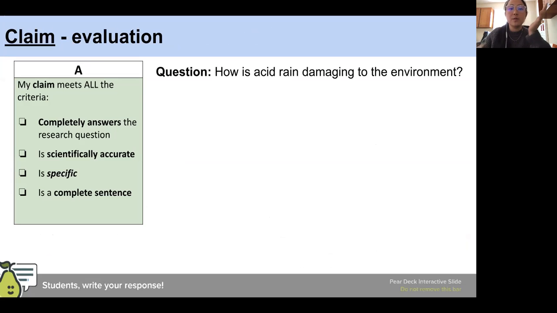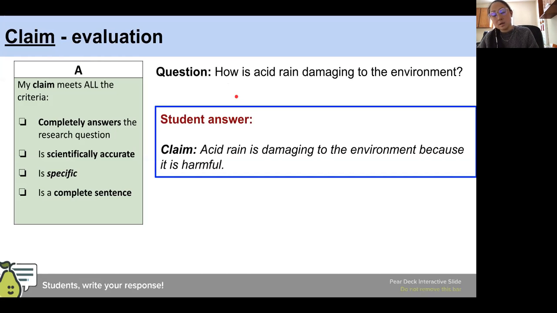For a claim, remember this is the rubric that we used last time on the assessment, which we'll always use. Make sure your claim completely answers the question, is scientifically accurate, is specific, that one's important, and is a complete sentence. With that in mind, let's get into the claim. The question is, how is acid rain damaging to the environment? I'm going to give an example of a student answer. The student answer is, acid rain is damaging to the environment because it is harmful.